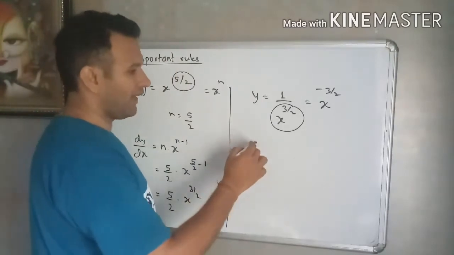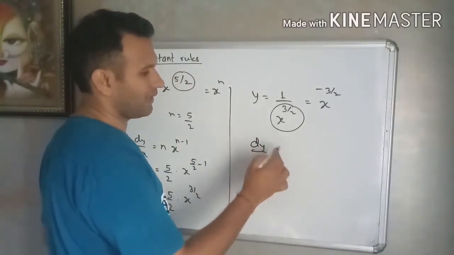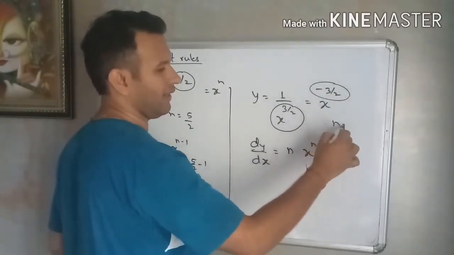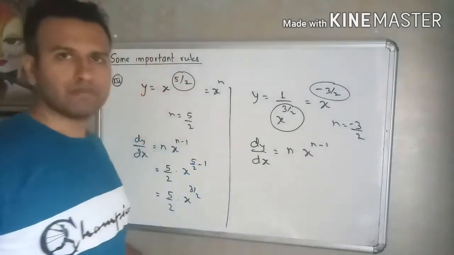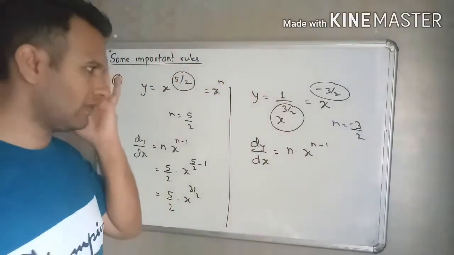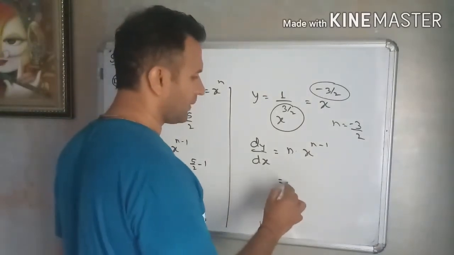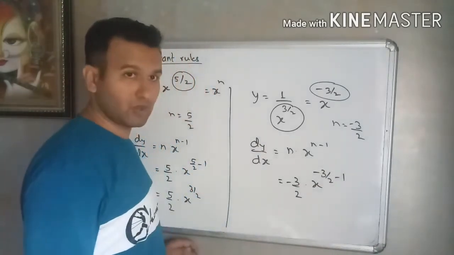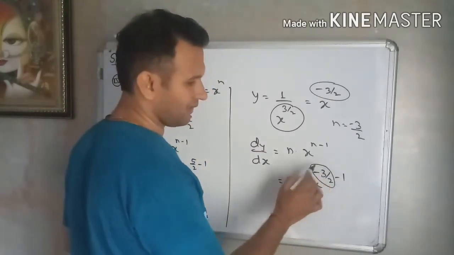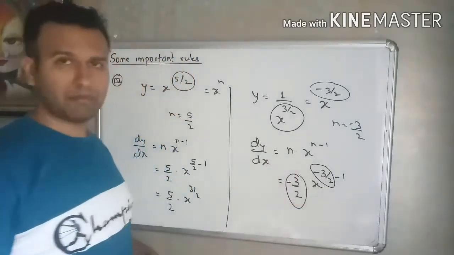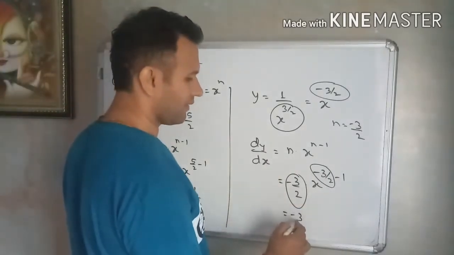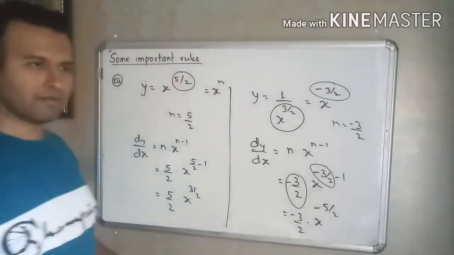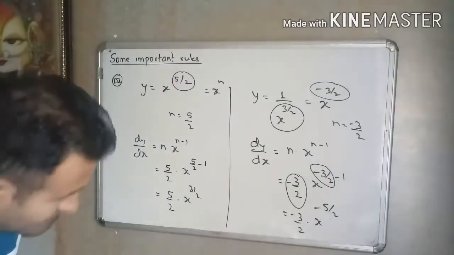Alright. And now if you want to find its derivative with respect to x, then what's the formula? n into x raised to n minus 1. The n in this case is minus 3 by 2. This will become minus 3 by 2 into x raised to minus 3 by 2 minus 1. See, n into x raised to n minus 1. So this will become minus 3 by 2 into x raised to, taking the LCM, minus 5 by 2. So that's the answer. I hope you are able to understand this. It's very, very simple, right?